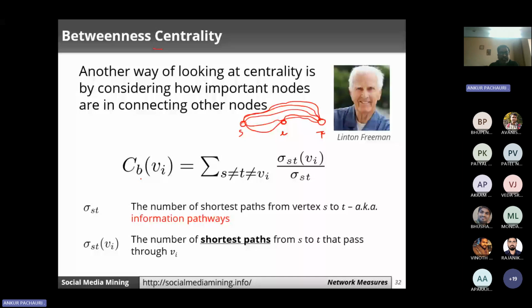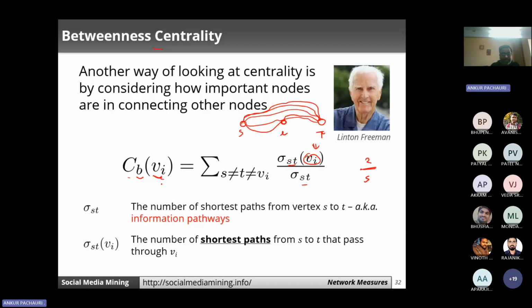So betweenness centrality for the ith node will be all the paths from sources and destinations, meaning from all pairs of nodes, which pass through that node, divided by the overall paths from the sources and destinations. In this example, how many paths are there from S to T? 1, 2, 3, 4, 5. Among those 5, how many pass through the node Vi? Only 2. So betweenness centrality for Vi will be 2 by 5.